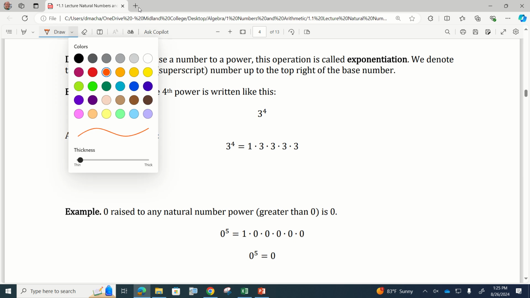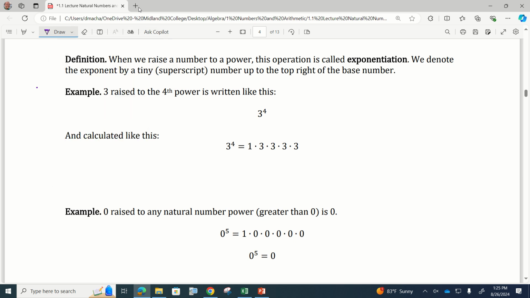So moving on, we've got exponents. Whenever I see this, a big 3 with a little exponent 4 on top, we read it out loud as 3 raised to the power 4. And the way you calculate 3 raised to the power 4 is 1 times 3 times 3 times 3 times 3. So I got 4 copies of the number 3. And we multiply.